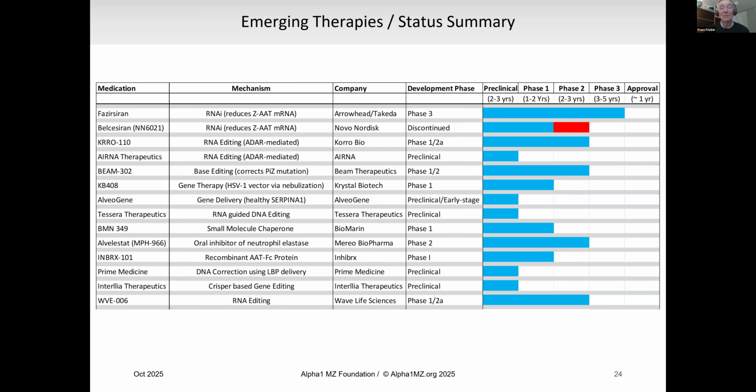So currently Takeda is, I think, the furthest. They're in phase 3 right now, and I think they've been in phase 3 for roughly a year. So they have a couple of years to go, so they may be closer to a solution where you inhibit the Z polymerization, right? Belsiran is the second one over there, which is discontinued. So here you see also that not every medication is going to make it to the market. They discontinued in phase 2 because they had too many issues, right?